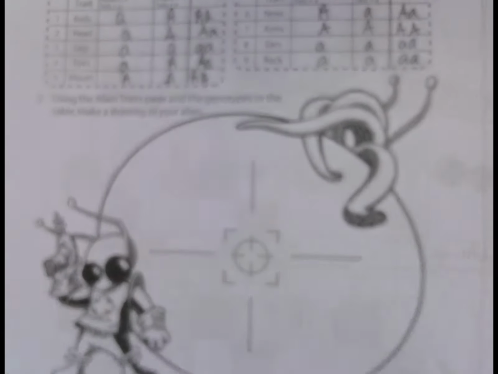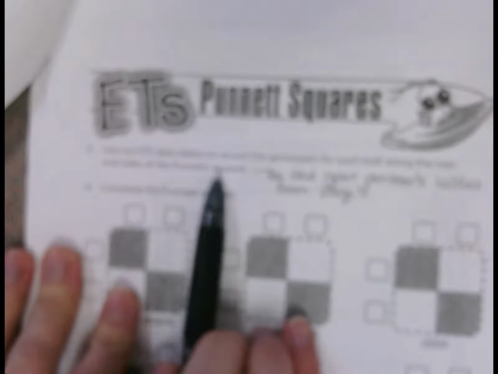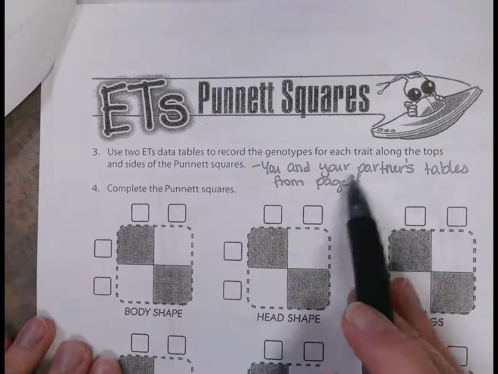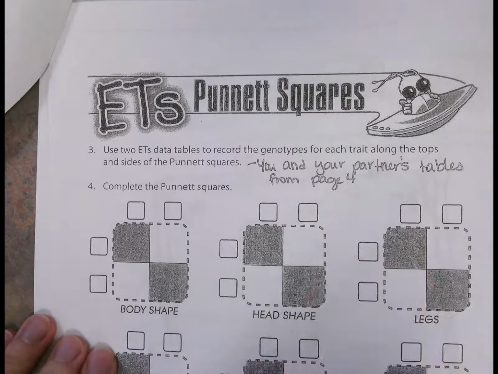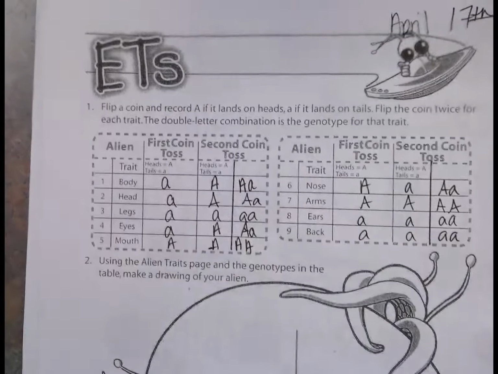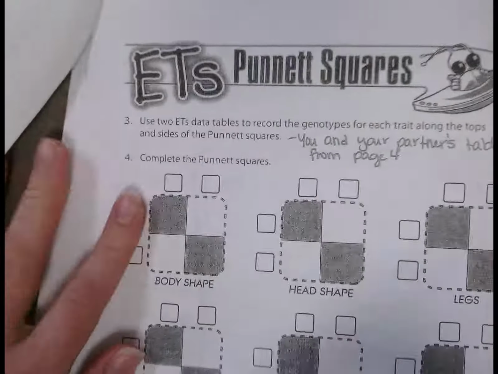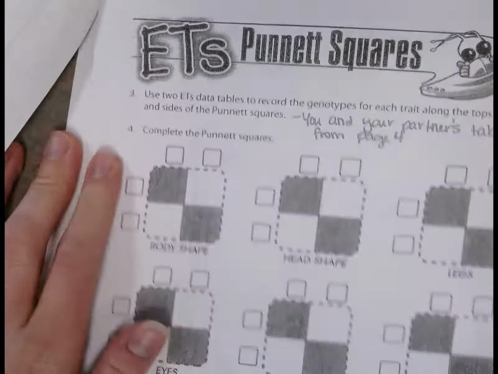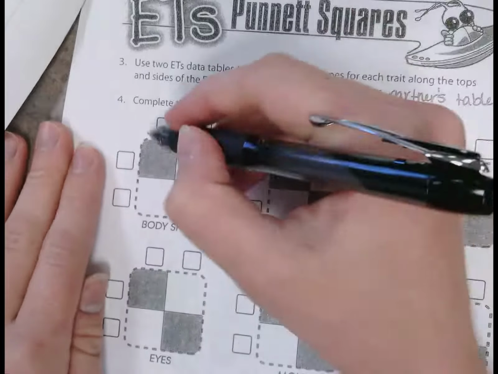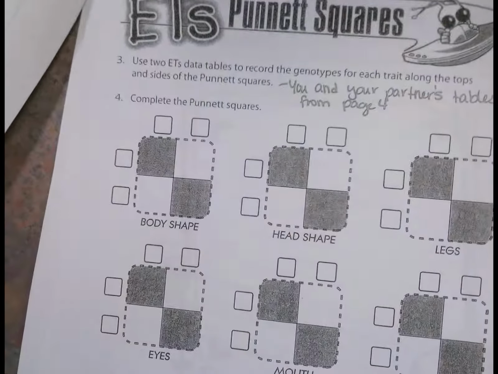Okay, so now, working with another person, you're going to have to share data. So when it says, use two ET's data tables to record the genotypes for each of your traits along the tops and sides of the Punnett square, so you and your partner's tables from page 4. So looking back at this, page 4. It doesn't matter. You or your partner can always be the person on top or the side. In this case, I'm just going to use my data and put it along all the tops of the Punnett squares.